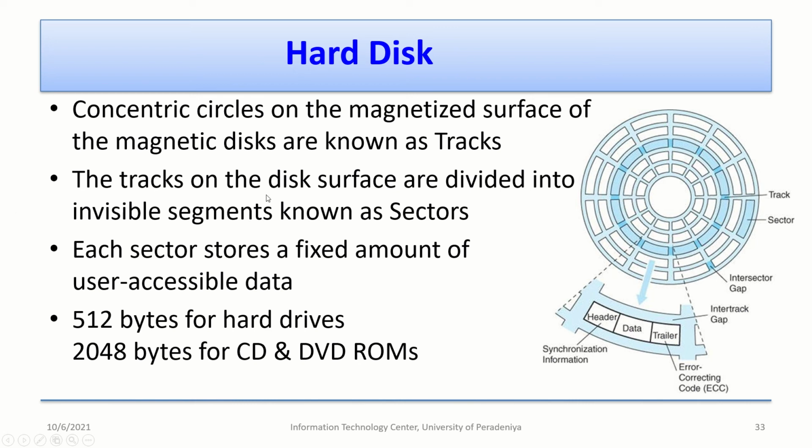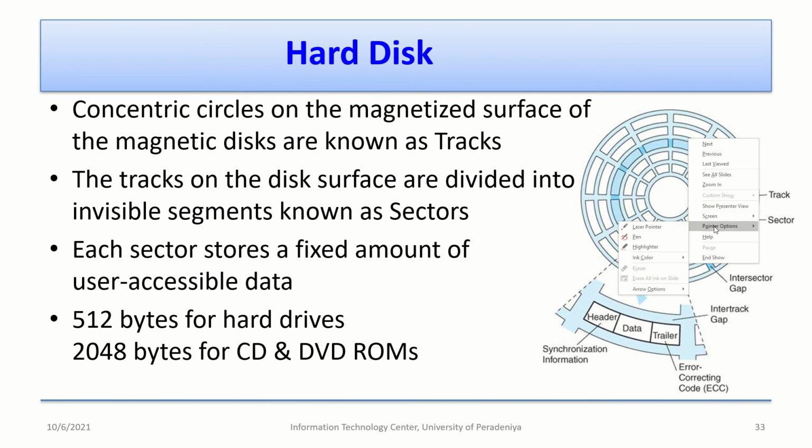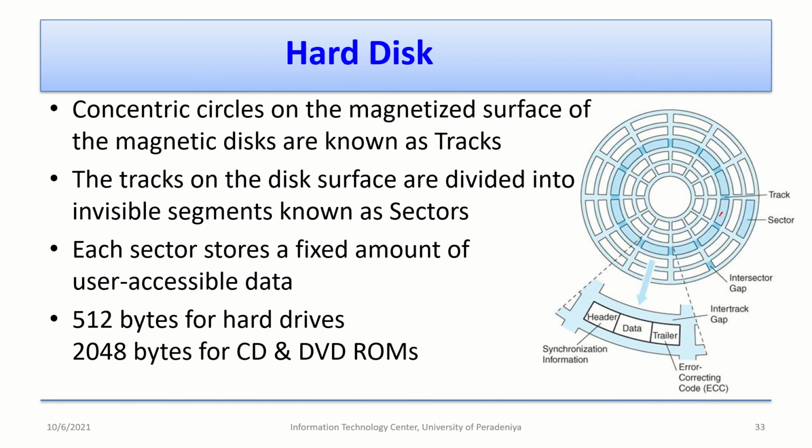It says the tracks on the disk surface are divided into invisible segments known as sectors. So this is one track. So for example, this is one track. So this is called a track. So a number of tracks are there.